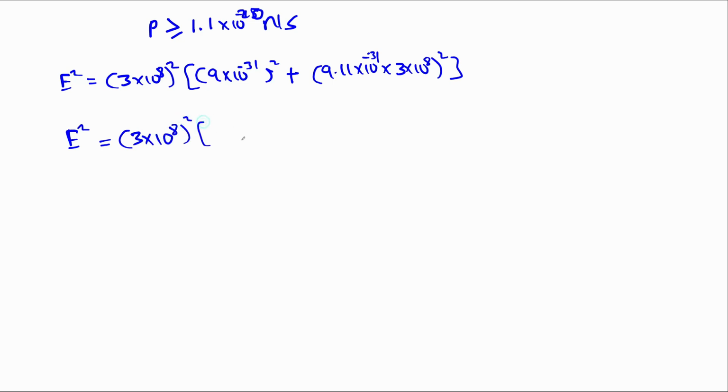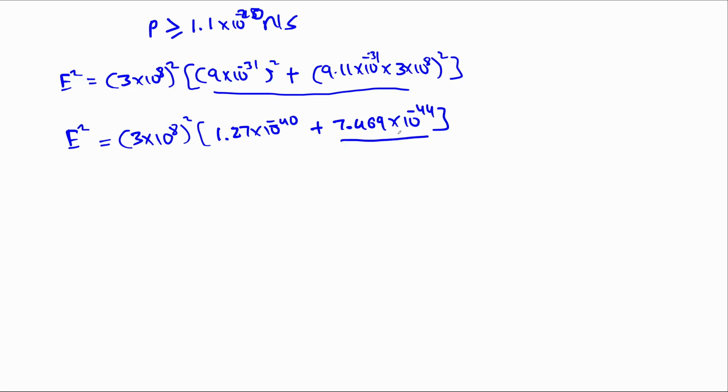If we solve inside the bracket, we can write it as 1.27 into 10 to the power minus 40 plus 7.469 into 10 to the power minus 44. Here we are going to consider only the second term to make the energy less.